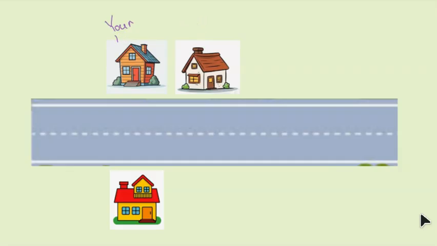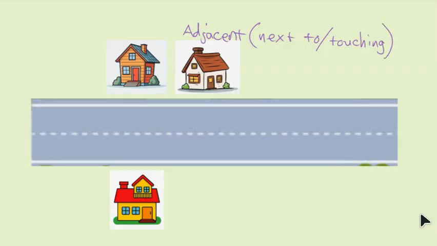I'm going to give you new words that represent the house next door and the house across the street. If this is your house, we would call the house next door the adjacent house, the house that is adjacent to your house. Adjacent means next to slash touching, okay? So it's the very next one. That's what adjacent means. It's next to whatever the thing is.